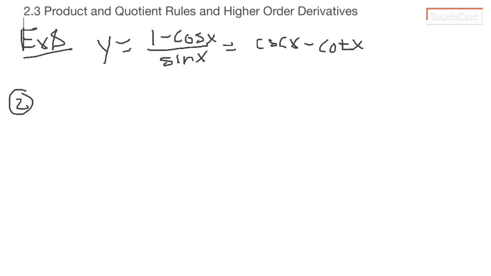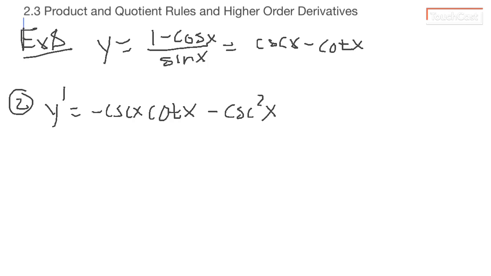So, this is just a simple difference problem. We're going to take the derivative of the first term. Derivative of cosecant is negative cosecant times cotangent, minus, then we take the derivative of the second part. The derivative of cotangent is negative cosecant squared, which, if we actually were to look at this, they're the same thing.